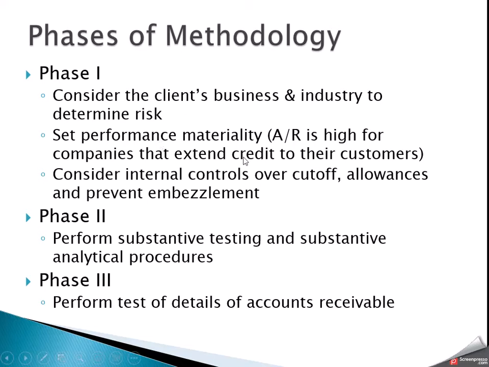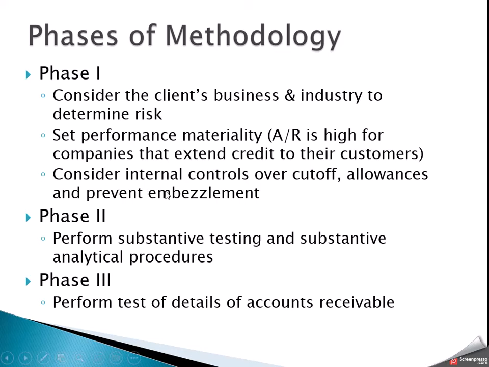Set performance materiality. Generally speaking, if it's a client that extends credit to their customers, like think of a major manufacturer, if they're billing out their customers as they sell them product, accounts receivable is going to be a large current asset to them and a large potential risk. So in that case, the performance materiality would be high. If it's a company like Dollar General or something that doesn't actually bill customers, people pay as they come in, then accounts receivable wouldn't even be an issue.